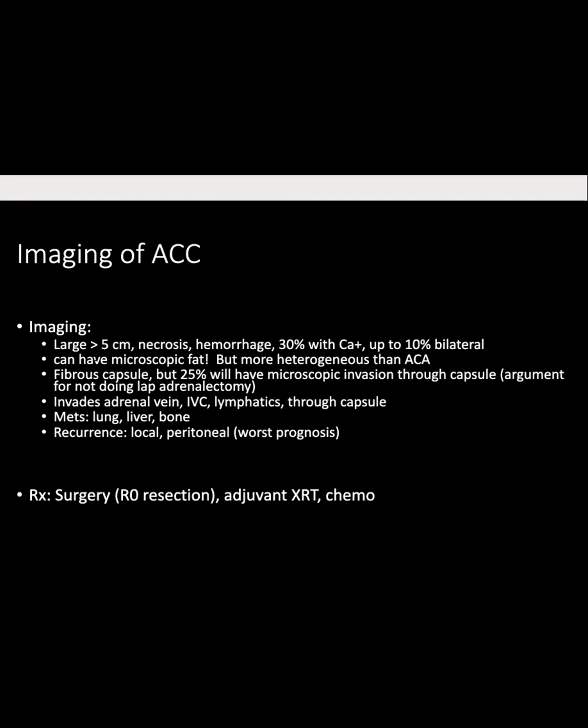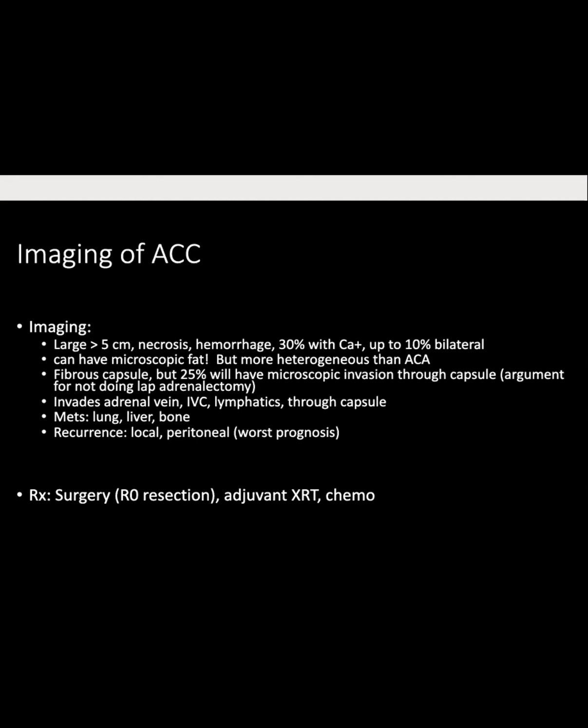And on imaging, as I mentioned, they're large. They tend to be necrotic, hemorrhagic, 30% with calcification, which I think is a really good clue away from pheochromocytoma, and up to 10% are bilateral, which again goes for the genetic basis. One really interesting thing is that they can have microscopic fat. So if you see a big, heterogeneous, ugly mass, but it happens to have microscopic fat, do not go down the pathway of, well, this could be an adenoma, because these ACCs can have microscopic fat. And they're much more heterogeneous than an adenoma.